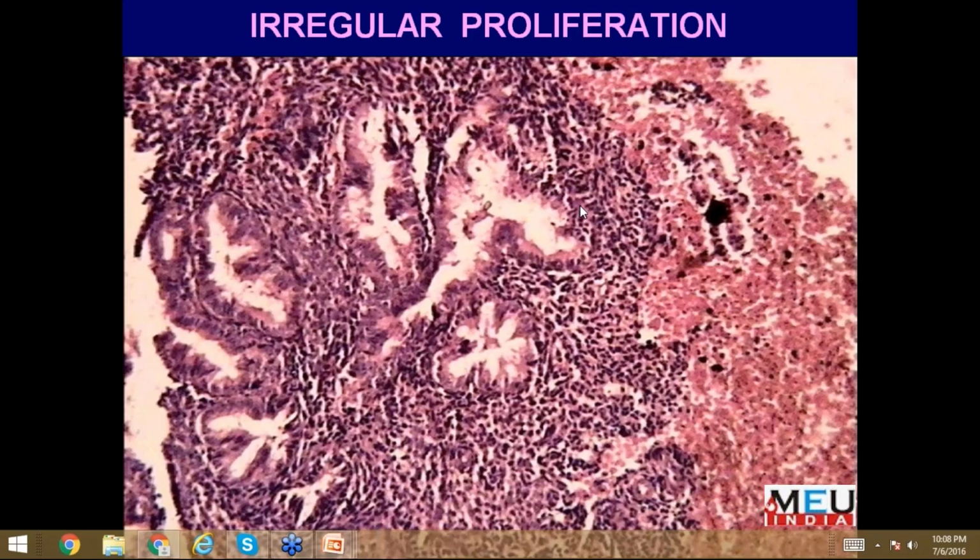This is another slide of irregular proliferation. The stroma is dense and the glands are again lying back to back and they are quite irregular.